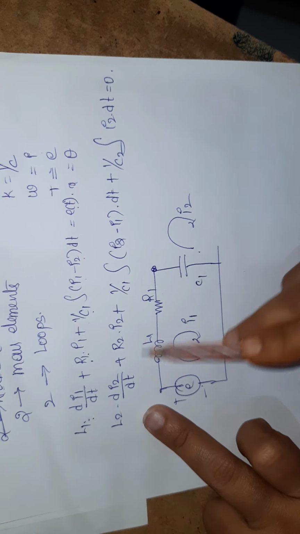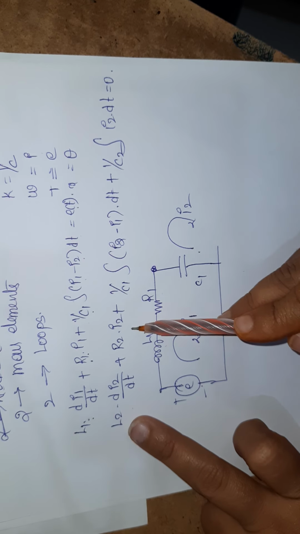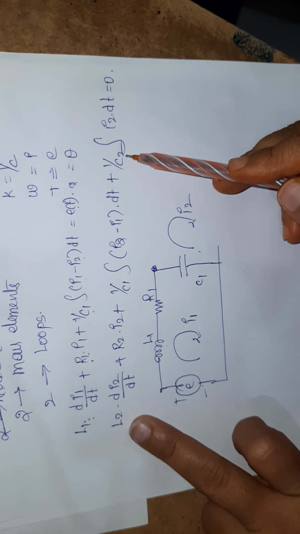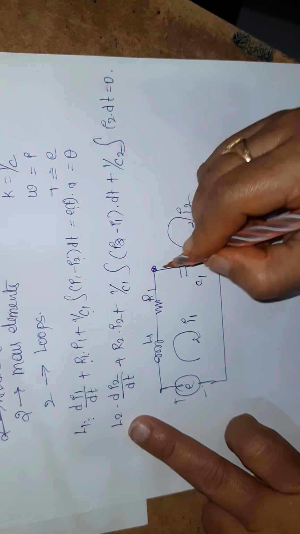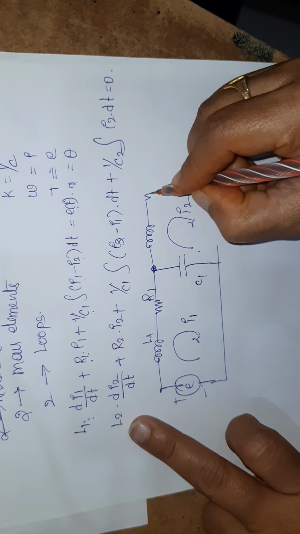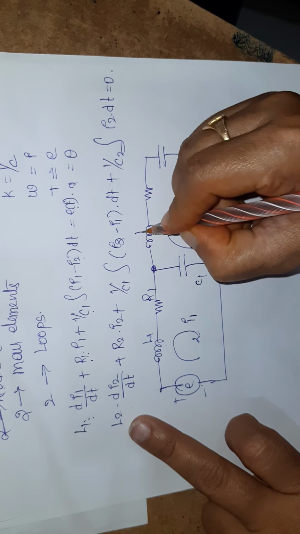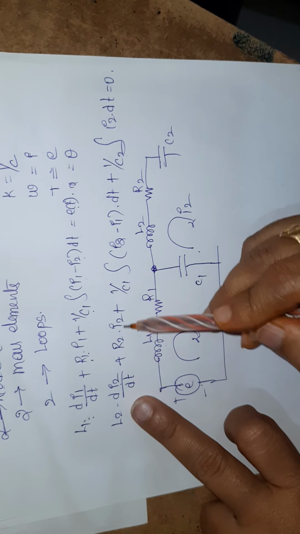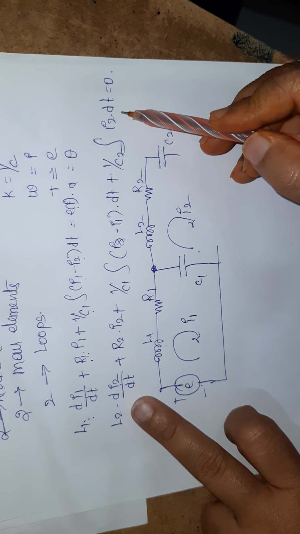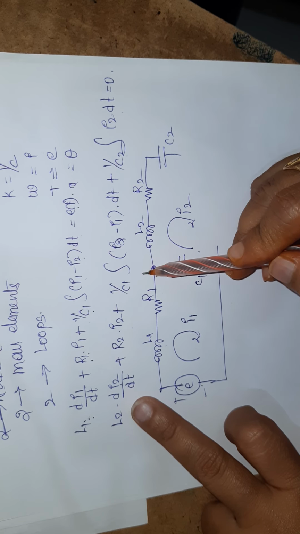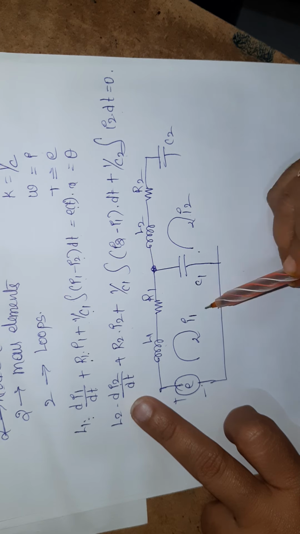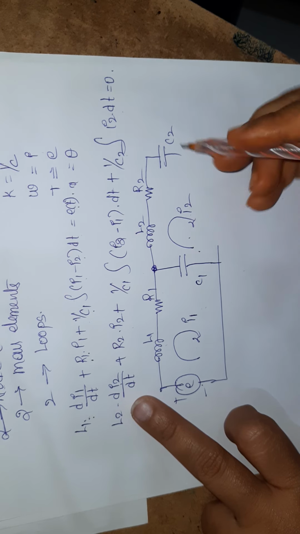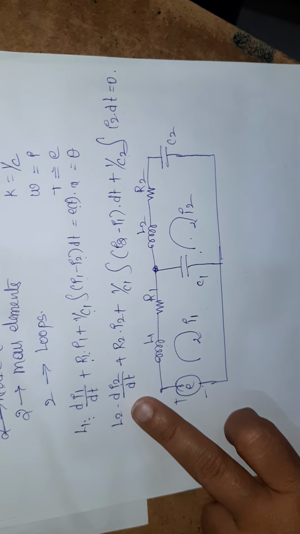Next, for the second loop I have L2, R2, C2. For these three elements, only I2 is the current flowing through them. Next, C1 is there. Through this C1, two currents are flowing. Already I have connected C1 in between. So this is about the force to voltage analogy.